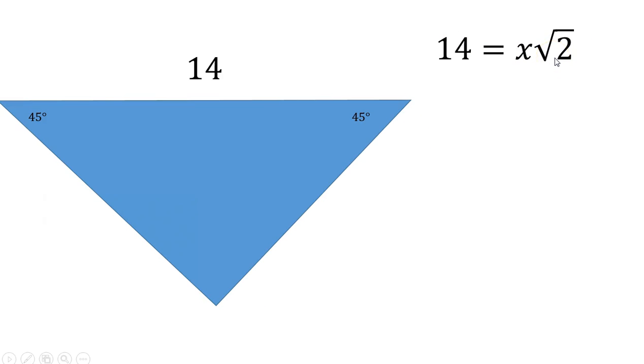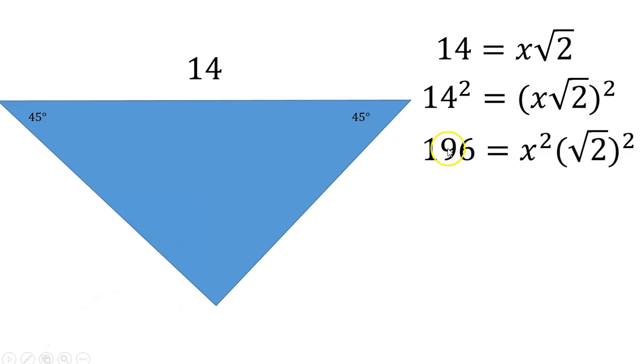So let's do some algebra here. Want to get rid of that square root. To get rid of that square root, you're going to square it. Square both sides. 14 squared equals x times the square root of 2, squared. This can be simplified to 196. 196 comes from 14 squared. This equals x squared. This x squared right here comes from x squared. And the square root of 2 squared comes from right here. Notice I am putting the exponent on both of these factors inside the parentheses.